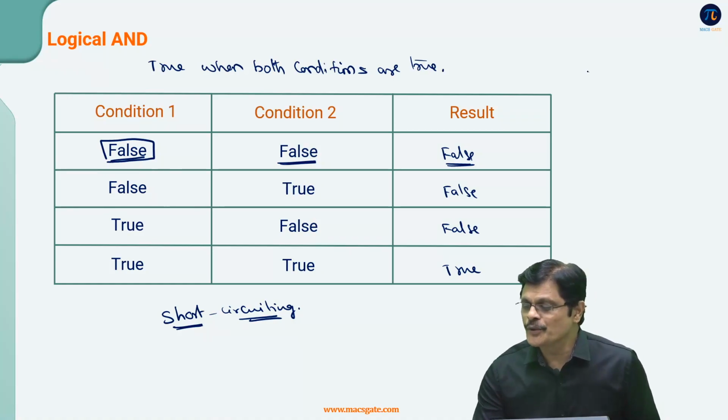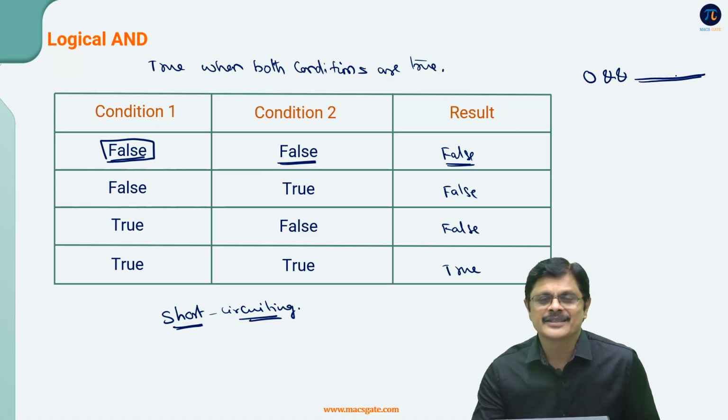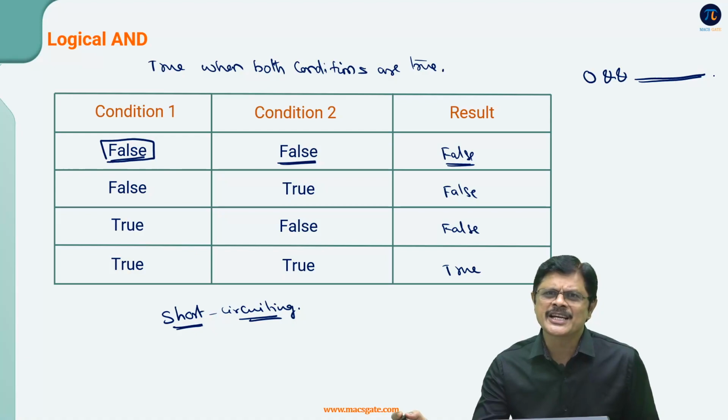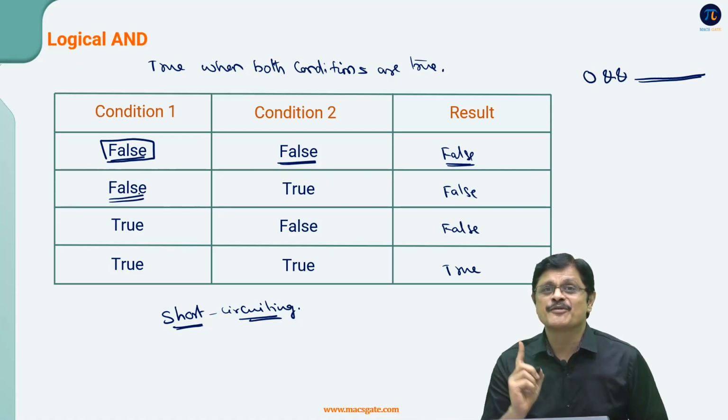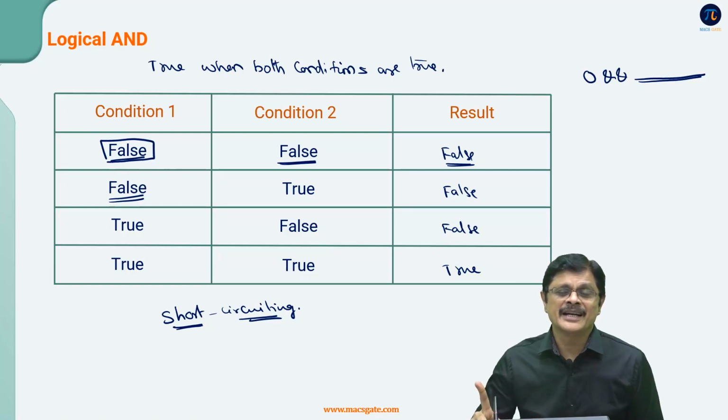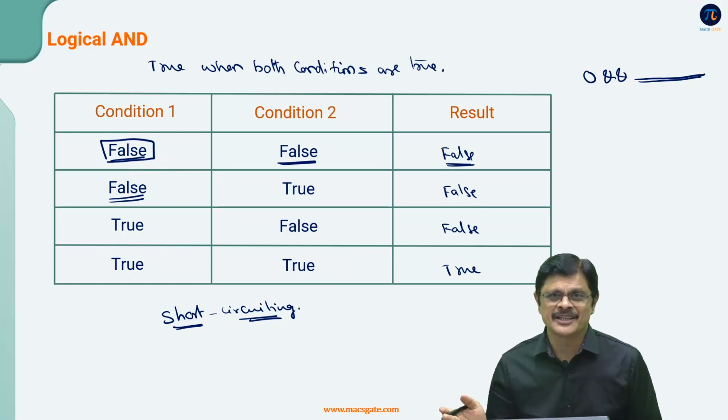Okay? So, you write 0 and any expression you write, the result will be 0 only. Here you write any big expression, the result will be 0. So, if the first expression is false, independent of the second expression, the result will be false. So, short circuiting will happen. Note this.